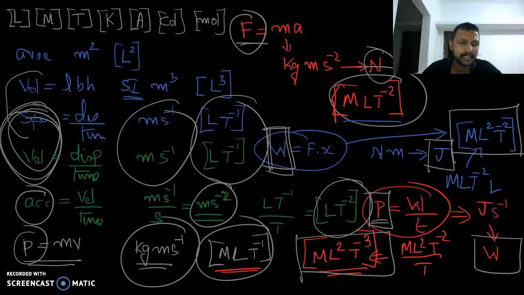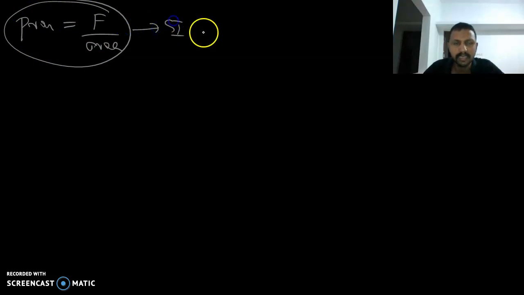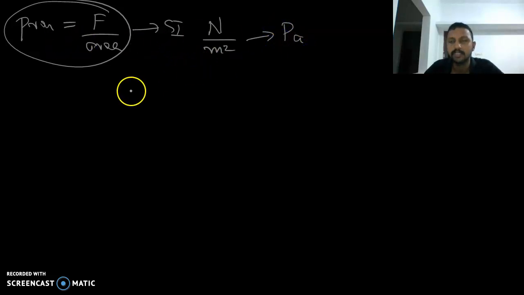Let me discuss some more important physical quantities that you should remember. That is pressure. Pressure is force per unit area. Therefore, using this formula, the SI unit of pressure will be Newton per meter square. It is denoted as Pascal. The SI unit of pressure is Pascal.